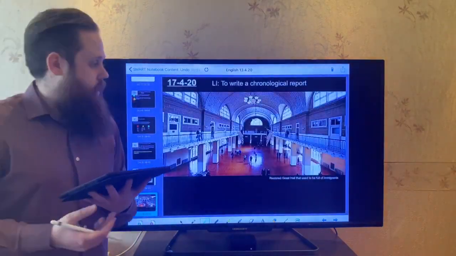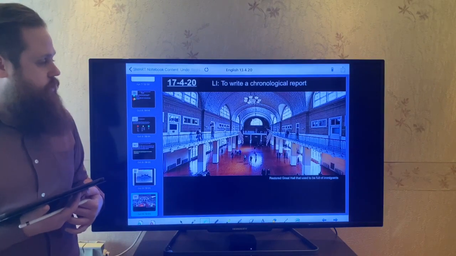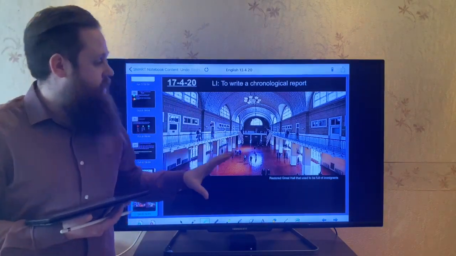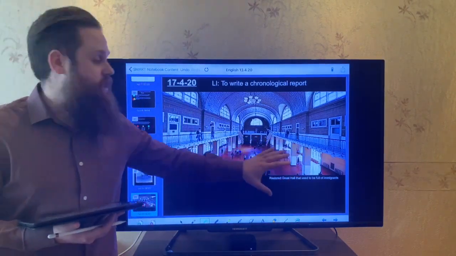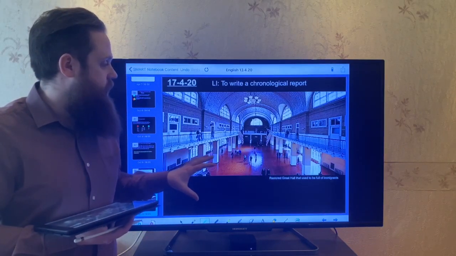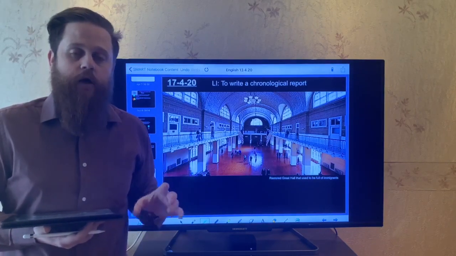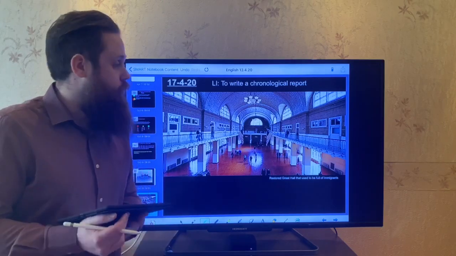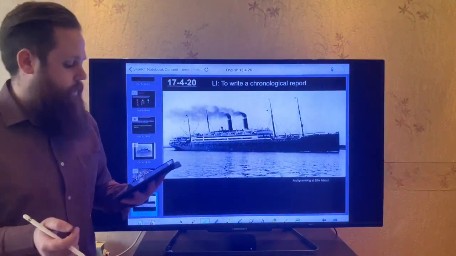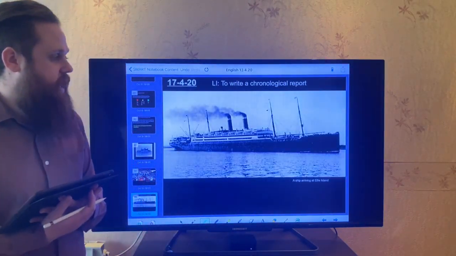Again, this is what the Great Hall looks like. This has been restored. And remember, this used to be absolutely chock-a-block full of people in here, waiting to get into America to their streets that were paved of gold. This is one of the ships that would arrive at Ellis Island.